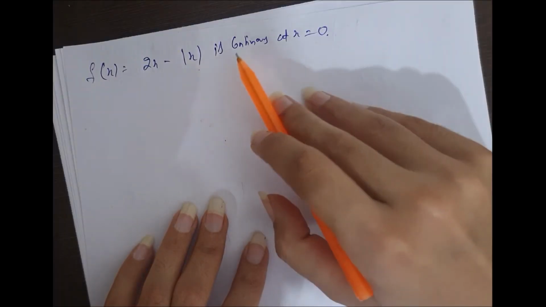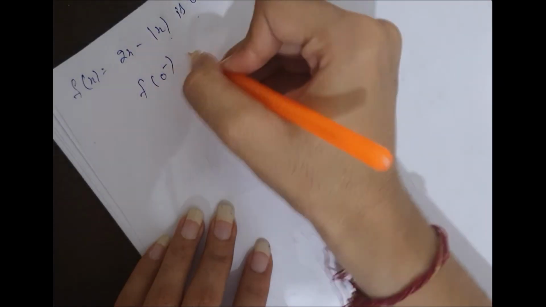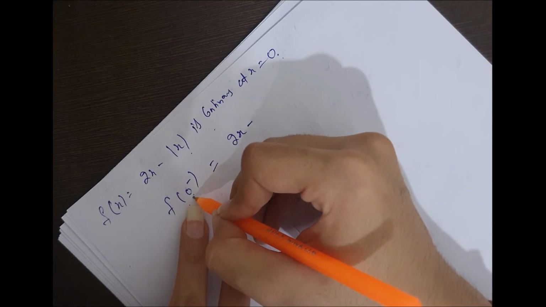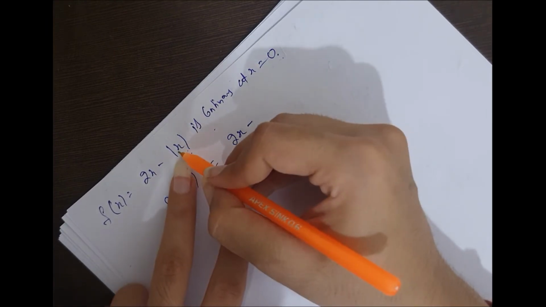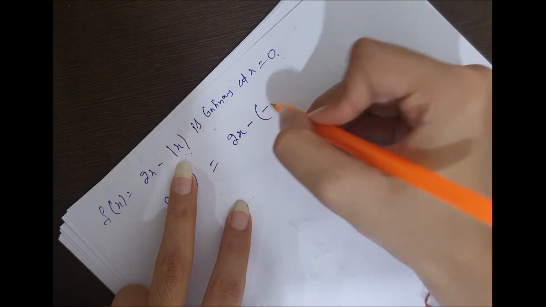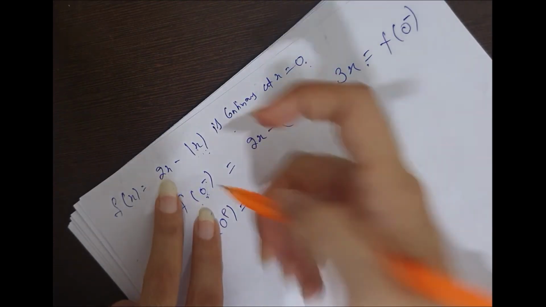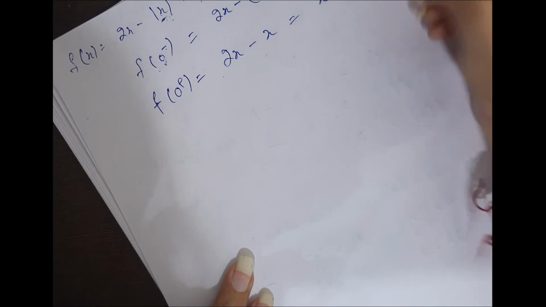Now for this function, we have to check its continuity at x equal to 0. Function at 0 minus is 2x. Here at x equal to 0 minus, this is modulus x. At 0 minus, this will be minus x. So it is minus x. This is 3x at x equal to 0 minus. At 0 plus, this is x. So this is x at x equal to 0 plus.